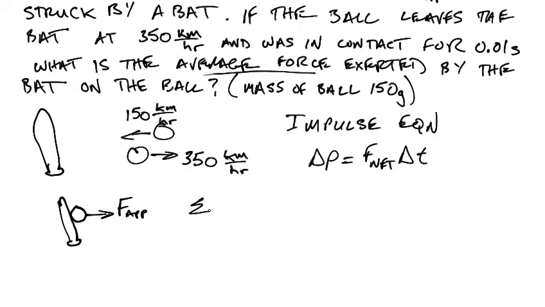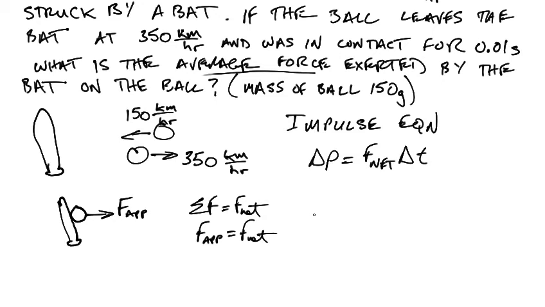So if you say, all right, the sum of the forces is equal to F net, well, guess what? There's only one force on the ball, and that's from the bat. Now, some people might say, well, what about gravity? It's too small to affect the ball in comparison to the force by the bat. So in this particular case, we'll say therefore that the applied force is equal to the net force.